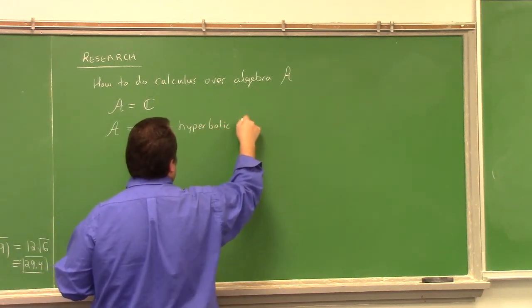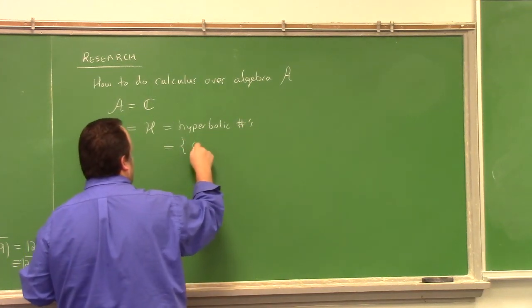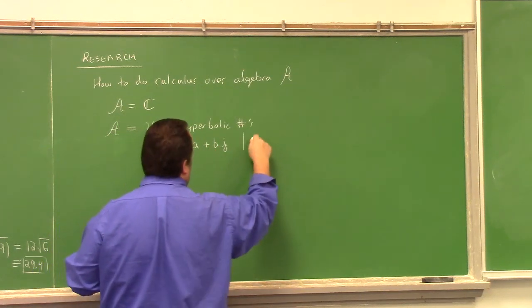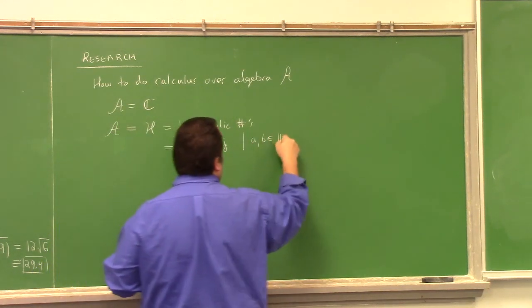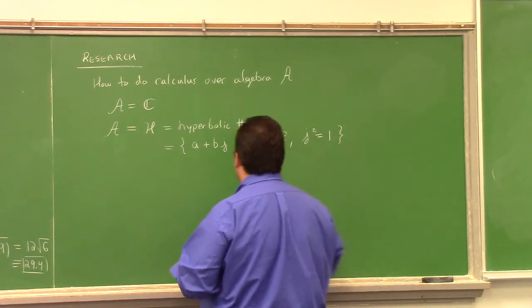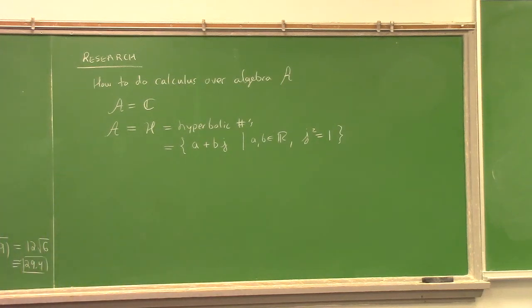Hyperbolic numbers. Just to give you a quick tour here, it has things of the form a plus bj, such that a and b are real numbers, and j squared is 1. So we've been looking at complex numbers where we adjoin i, where i squared is minus 1, right? And this leads to some very weird things.